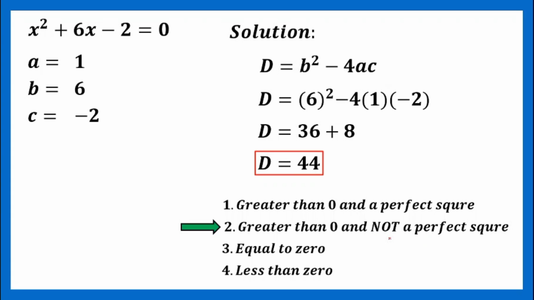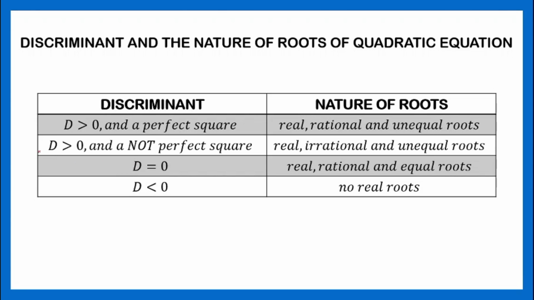Ayan. Bakit not a perfect square? We can't think of a number or integer na kapag minultiply sa sarili, ang sagot ay 44. So, walang ganon. So, eto ay magpo-fall sa number 2. So, check natin yung nature ng roots. Ayan. So, andito siya. Greater than 0 and not perfect square. So, therefore, dapat ang nature of roots natin ay real, irrational, and unequal roots.